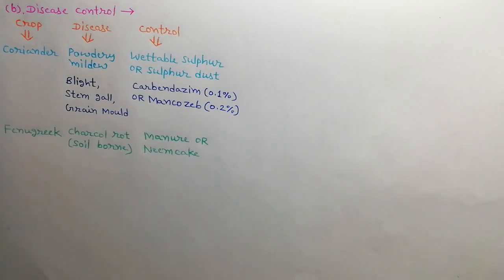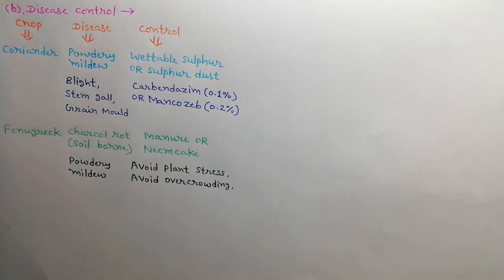In fenugreek crop, for controlling charcoal rot, organic soil amendments such as the addition of manure or neem cake can be used to reduce levels of inoculum in the soil. For controlling powdery mildew, avoid stressing plants by providing them with adequate irrigation and fertilizers. Use adequate spacings when planting to avoid overcrowding.